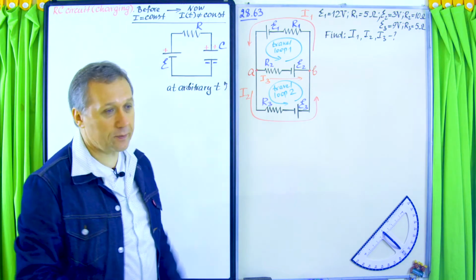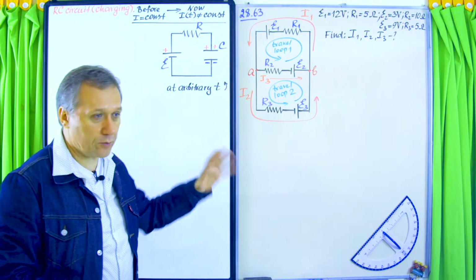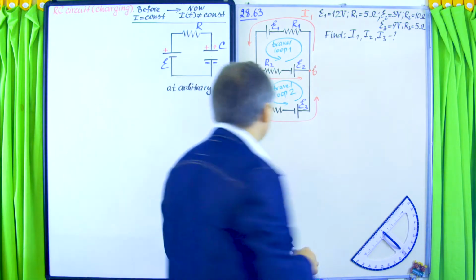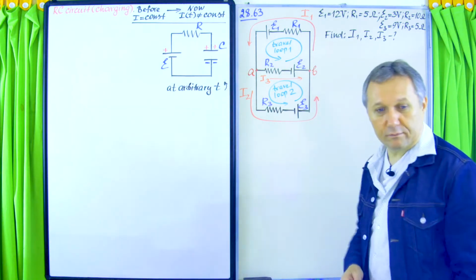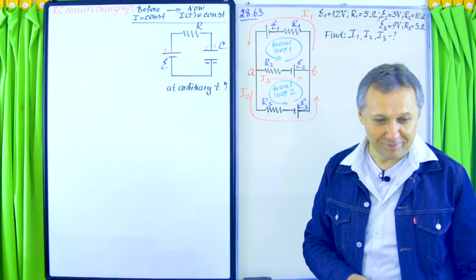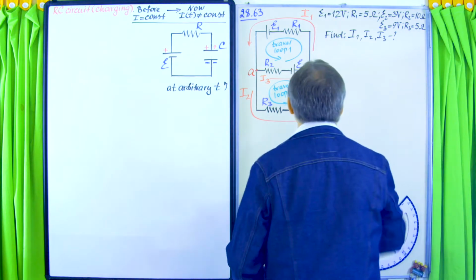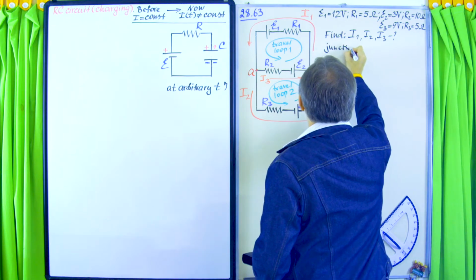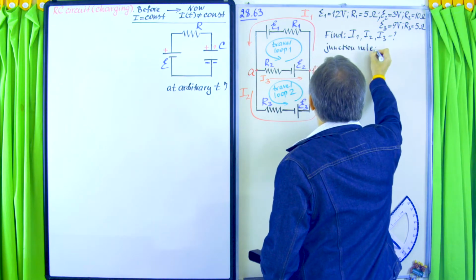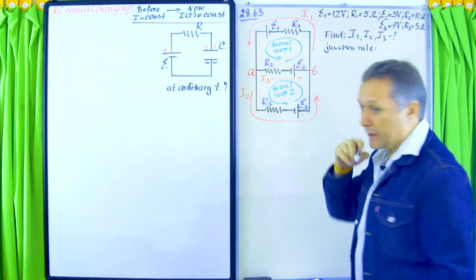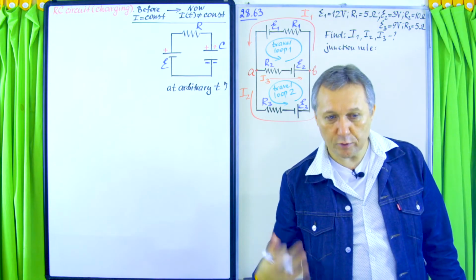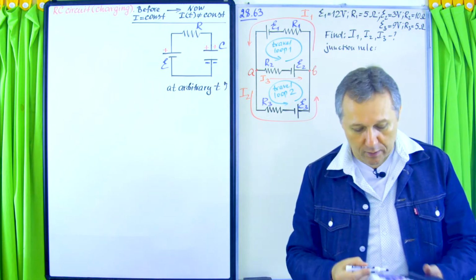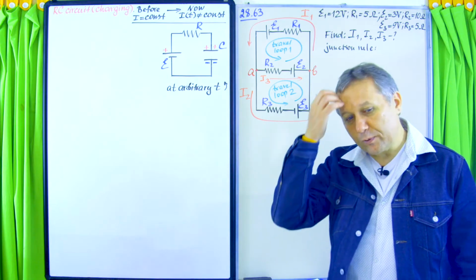Okay, so now all preliminary steps are done, and we are ready to start writing down the equations. I will start with the junction rule. So you remember the total amount of current entering a junction point must be equal to the total amount of current leaving that junction point.